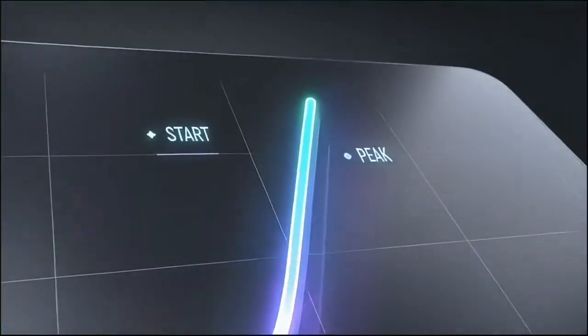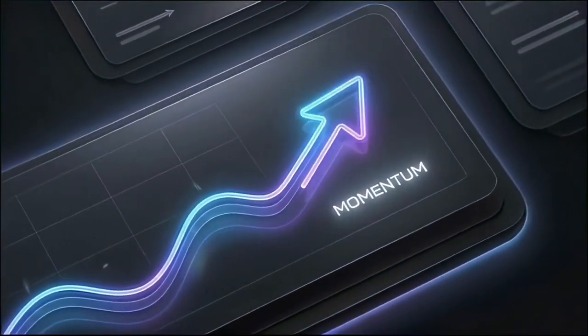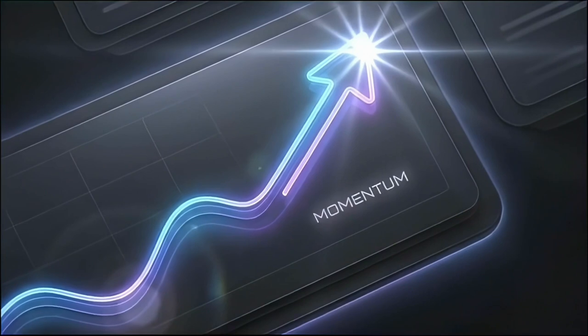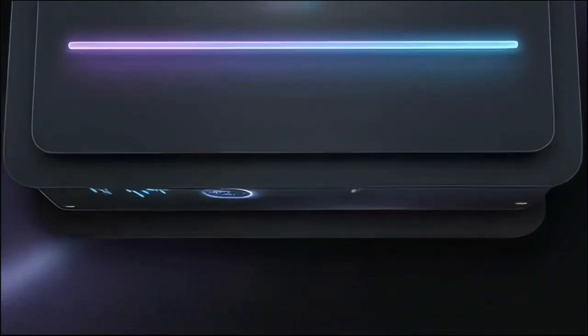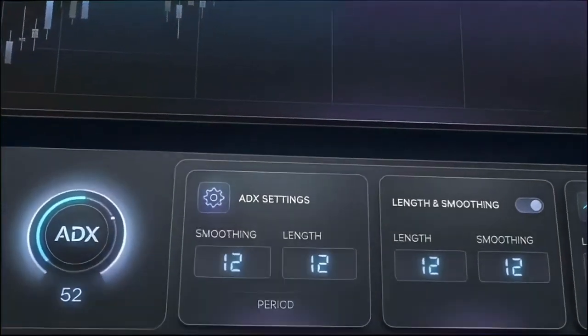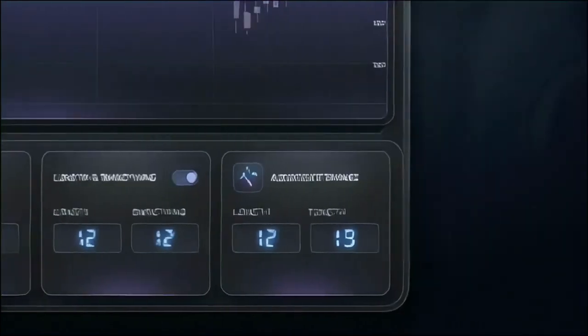Now confirm it, because on this time frame you stop trading the touch and start trading the slope. A line climbing at a steep angle is a trend with real momentum. A line that has gone flat is a market that has stopped going anywhere, whatever the last candle did. So bring in the average directional index, set its smoothing to 12 and its directional length to 12, so it reacts inside a single session.